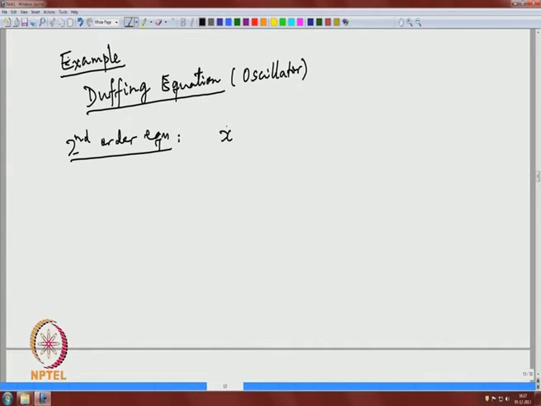So, x double dot minus alpha x plus beta x cube plus delta x dot. So, let me consider the unforced one. So, I will put right hand side 0.